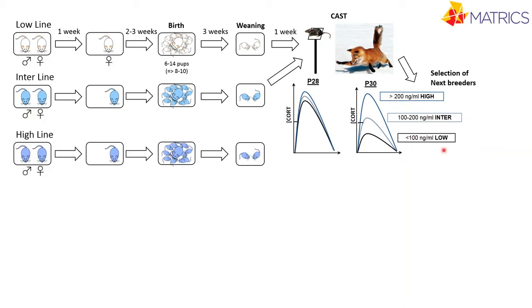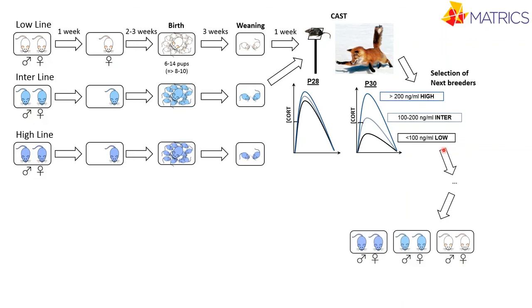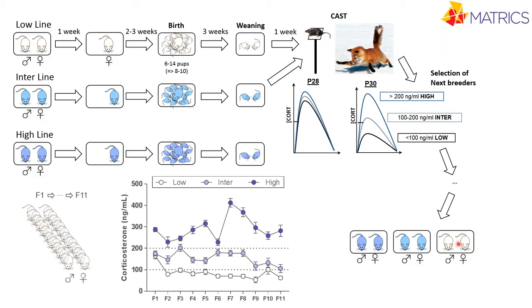So finally, the selection process for the next breeders is done like this. The high animals are the ones that secrete a high amount of corticosterone, and the low, below 100 nanogram per milliliter. And we keep those animals. When they are adults, we again do the breeding between males and females of the same line. And we have been doing this for 11 generations in the lab.